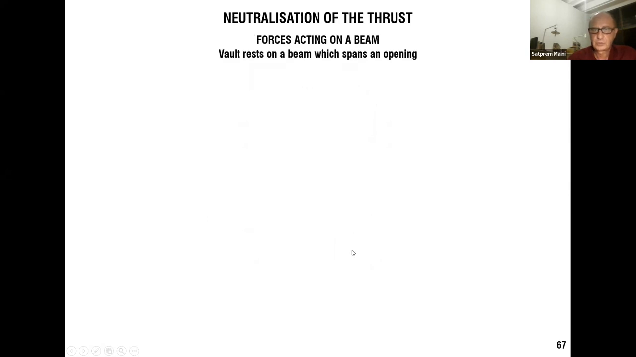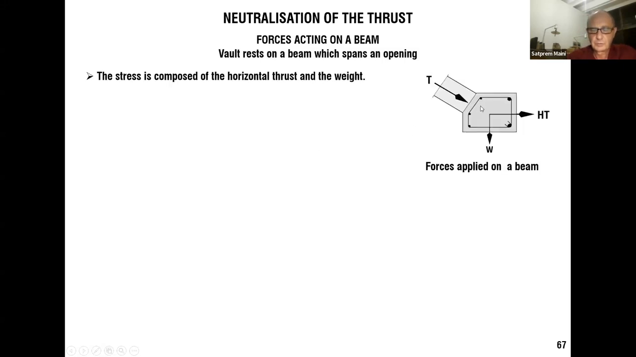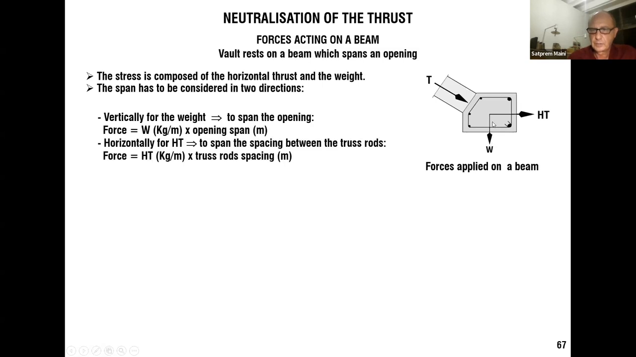So now forces act on the beam. The walls rest on the beam, which spans an opening. You have the forces here. You have the walls here resting on this spring beam on the window, for example. You have the vertical weight of the wall and the horizontal thrust here. Then you have to consider the span in two directions, like I said, weight and thrust here.